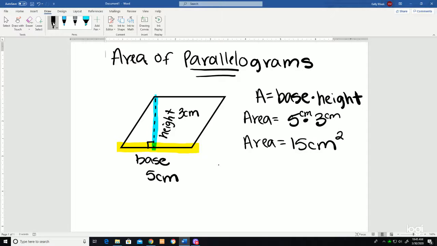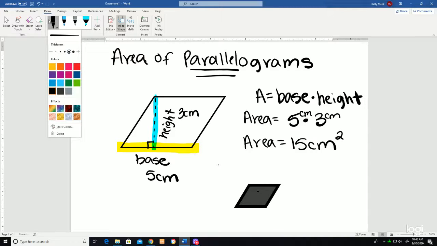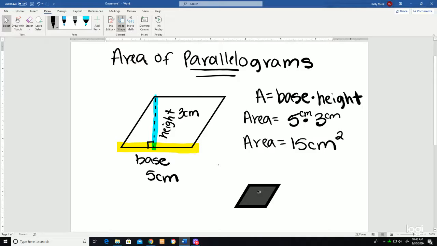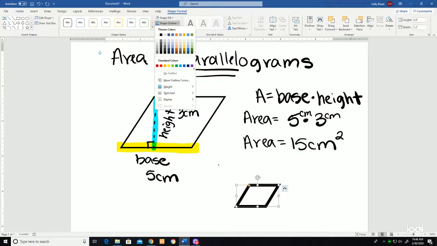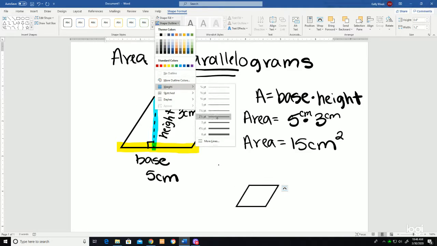Okay, so let's go ahead and we're going to do another one. I'm going to try this ink to shape here, and hopefully it gives me a nice, pretty parallelogram, which it kind of did. It did an okay job, I think. Let me pick it though, because I don't want it to be all dark like that. We're going to make it a little bit lighter. We're going to take away the shape fill here. Go away. All right. And here we go.